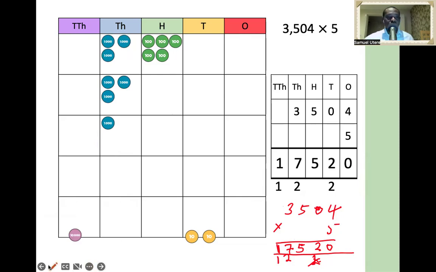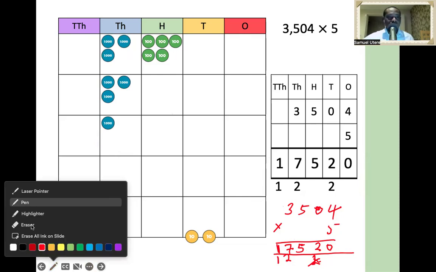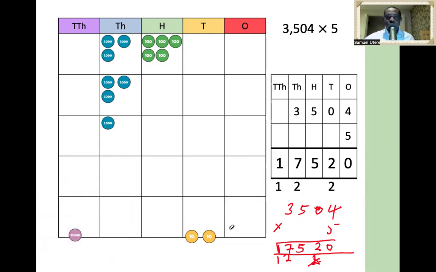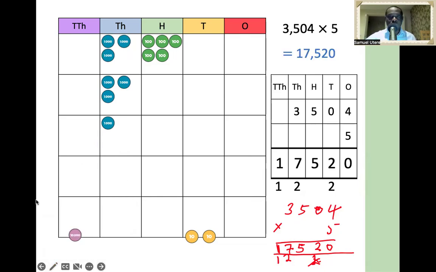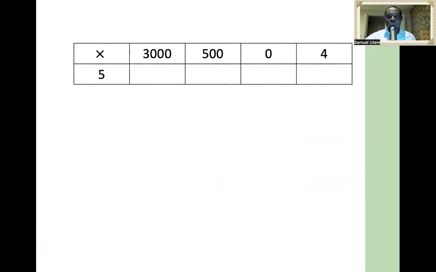Okay, it's important you understand that this is a formal written method of doing this, and the place value chart is just to help you understand why we do what we do. Another way of doing multiplication is to use the grid method. What we do is partition the numbers into their different parts, so into thousands, hundreds, and ones, or units, the way some people call it.